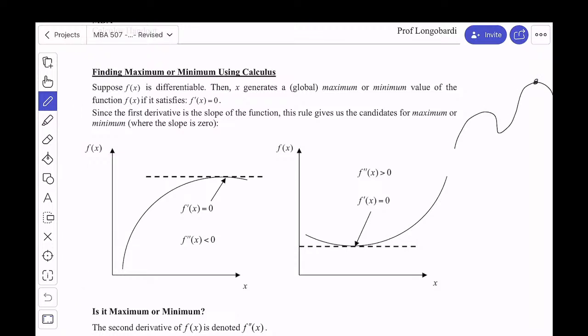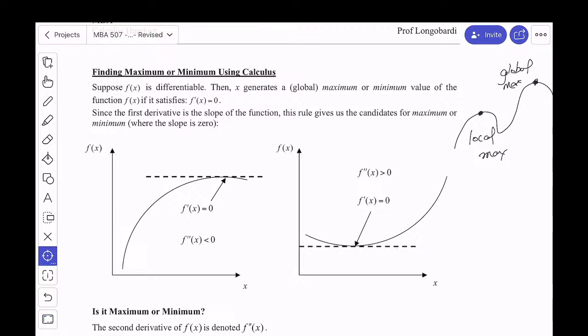This would be the global maximum, right? And this would be a local max. But if there was just one, then it should be where the first derivative is 0. Since the first derivative is the slope of the function, this rule gives us the candidate for maximum or minimum. We don't know which one it is. It could be this one, or it could be a minimum.